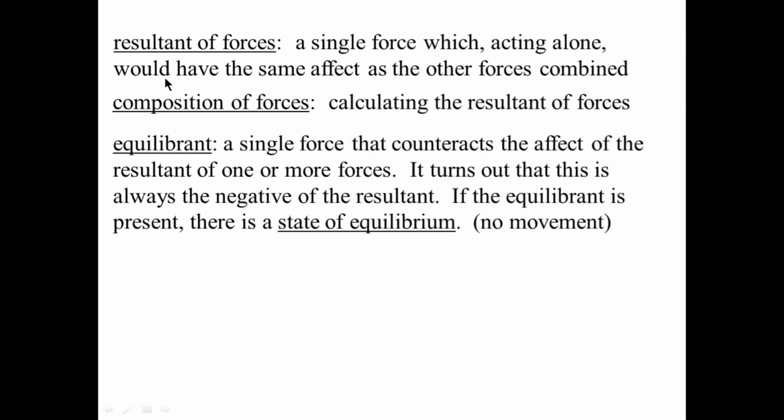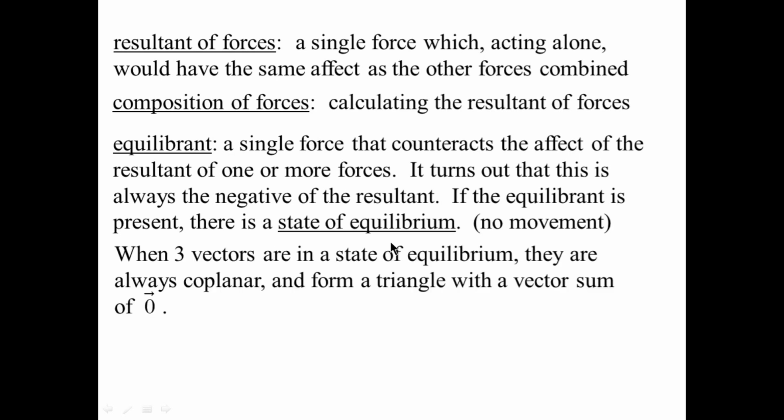Equilibrant is the exact opposite of resultant. It's a single force that undoes or counteracts the effect of the resultant. And it turns out that this is always the negative of the resultant. So if the equilibrant is present in a system, you won't see any motion. It's like a tug of war. One team's pulling in one direction, the other team's equally pulling in the exact opposite direction. There might be forces, but there's no movement. This is called a state of equilibrium.